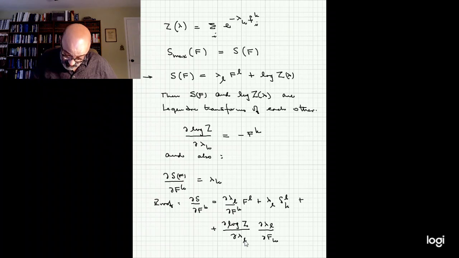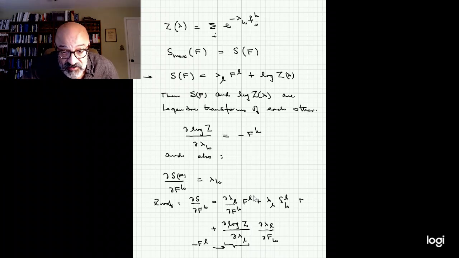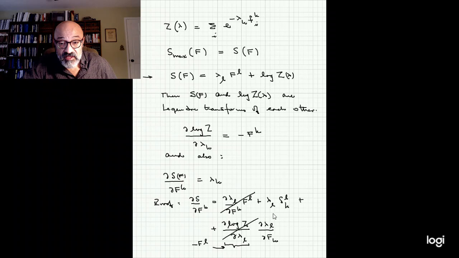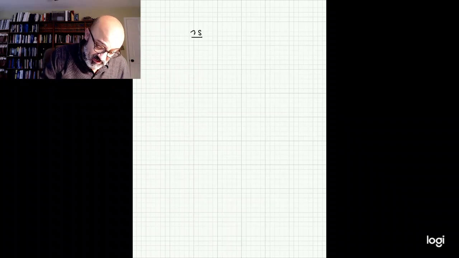Now notice what I have here. What I have there is this expression here, derivative of log z with respect to the Lagrange multiplier equals minus fk. So this guy here is minus fl, which is exactly the opposite of what arises there. So this guy cancels out this guy. And what we're left with is just this expression here. So dS/dfk is equal to lambda k. What was to be proved?